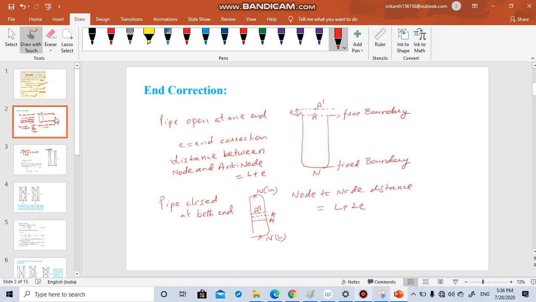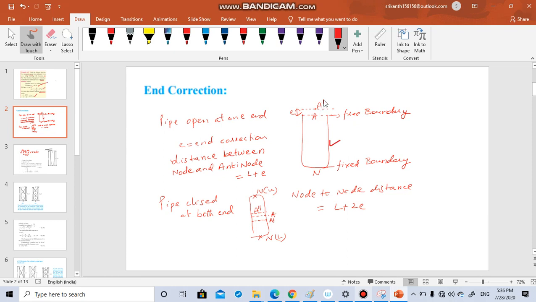Let's move on. Let us look into another concept called end correction. So let us first understand what is end correction. Now this is a pipe. Now one end of the pipe is closed, another end is open. Now inside the pipe what is there? Air is there. So you can say air column is there.